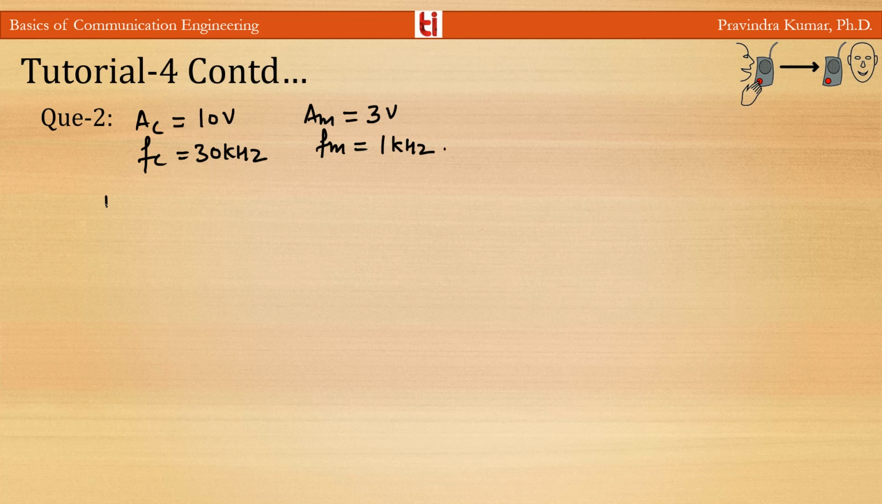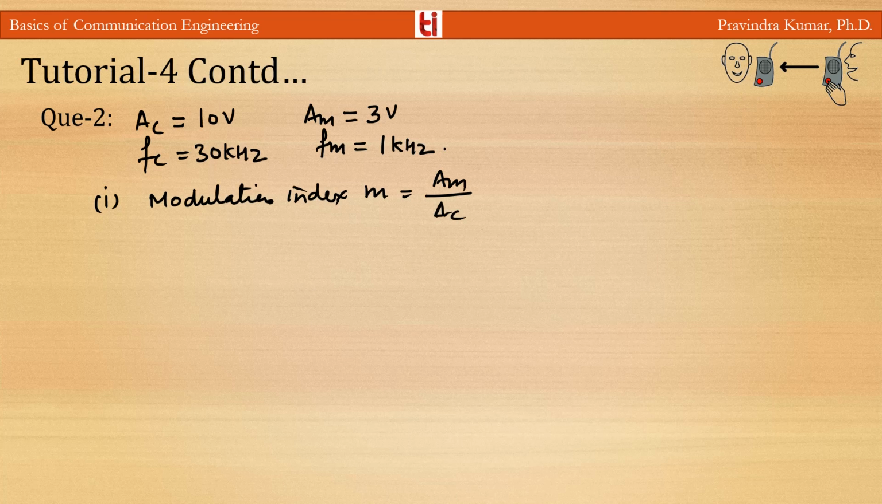Now the first question is, what is the modulation index? You know the modulation index m is equal to AM by AC, or 3 by 10. So the modulation index is 0.3. Now the second point is to find the equation for the modulated wave.